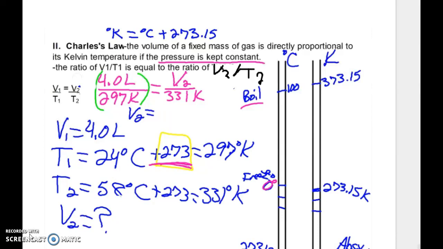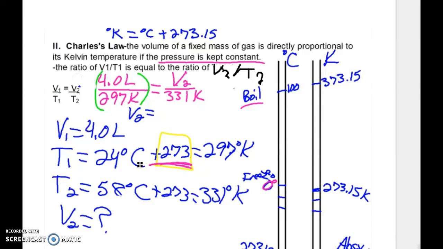I apologize for that writing. I had a typo on here, so I had to write over it, and it's ugly. But if I'm given volume 1 to be 4 liters, and my temperature 1 is 24 degrees Celsius, oops, it's in Celsius. Remember I said it has to be in Kelvin, so I'm going to convert it to Kelvin.